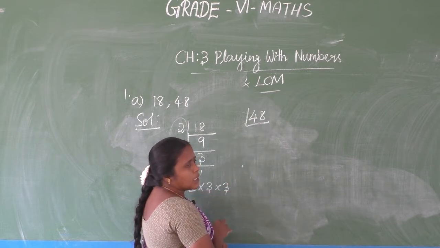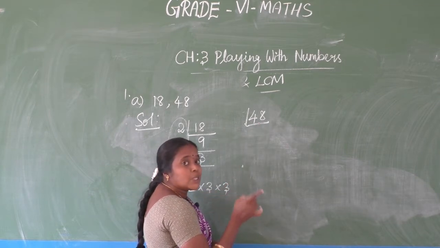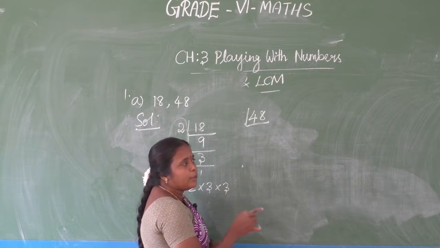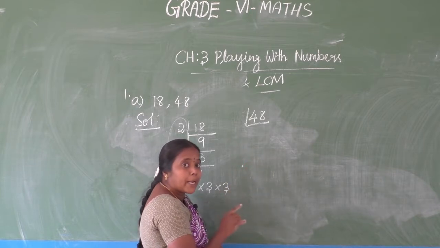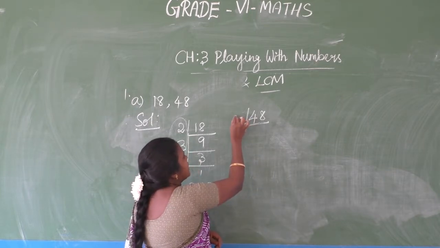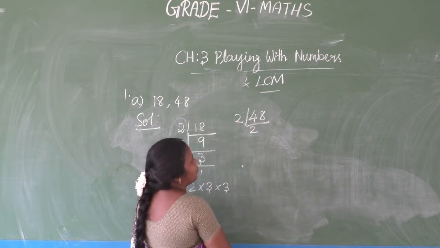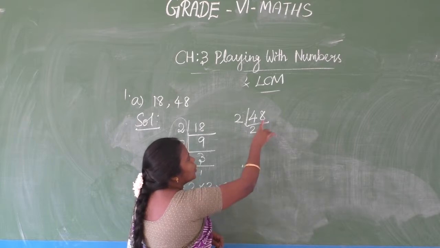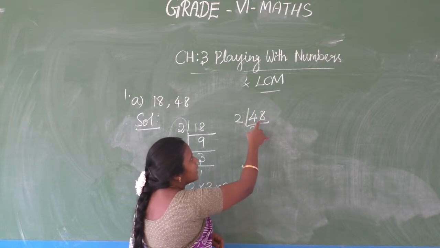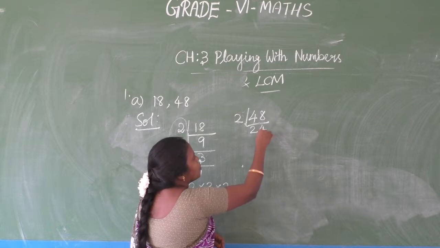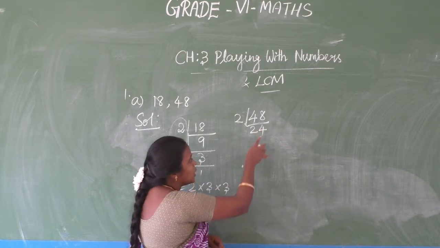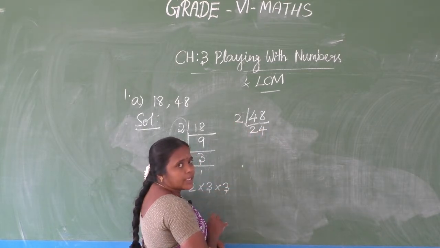48 is a composite number. We have to find its prime factors. So we have to divide this number also by a prime number only. I am selecting 2 here. In 4, how many 2's are there? 2 2's are 4. No remainder. Go to 8. In 8, how many 2's are there? 4 2's are 8. So 24 2's are 48.